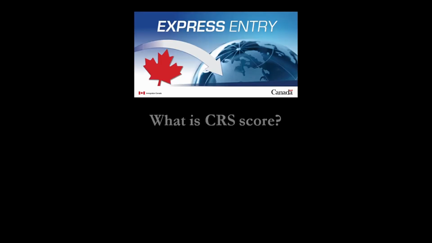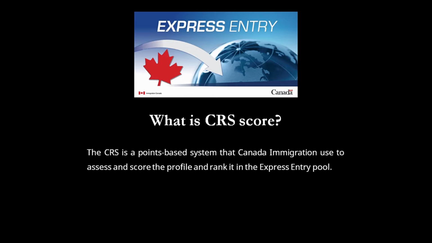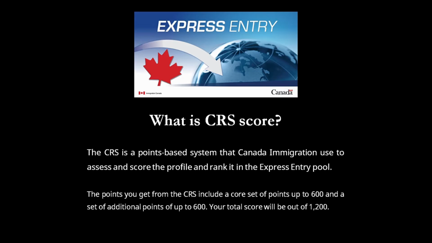Before we analyze the factors which affect the CRS score, let's try to understand what a CRS score is. The Comprehensive Ranking System is a point-based system that Canada Immigration uses to assess and score your profile and rank it in the Express Entry pool. This score is the basis of your invitation to apply for Canada PR. It includes a core set of points of up to 600 and an additional set of points of another 600. Your total score will be out of 1200.